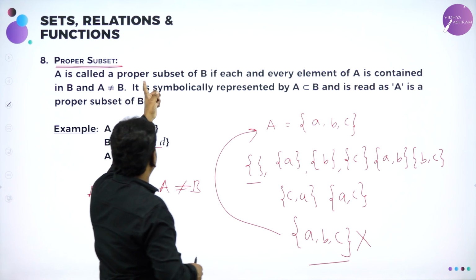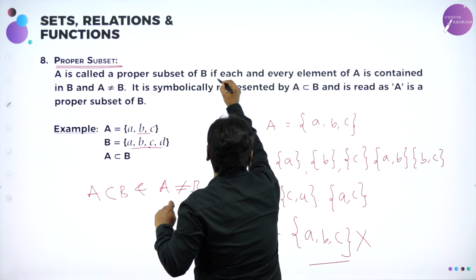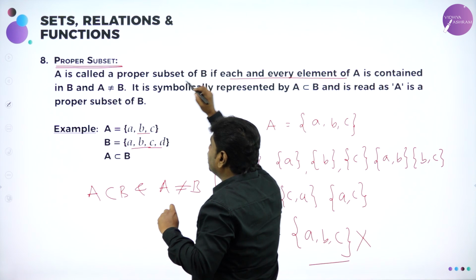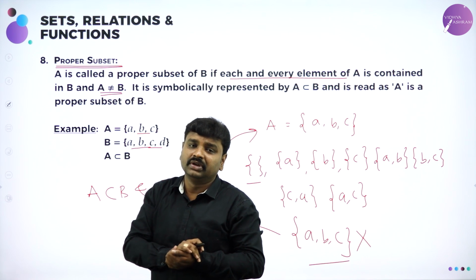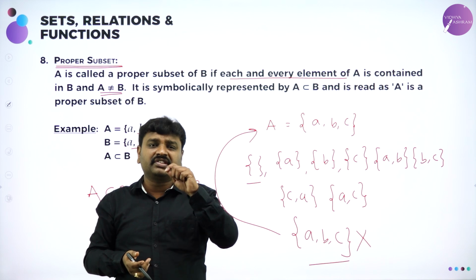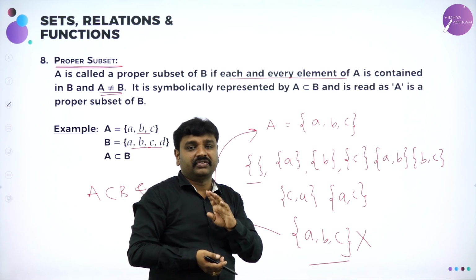A set A is said to be a proper subset of B if each and every element of A is present in B and A should not be equal to B. Please remember, A should not be equal to B. If A is equal to B, then we call it an improper subset. And every set is a subset of itself.